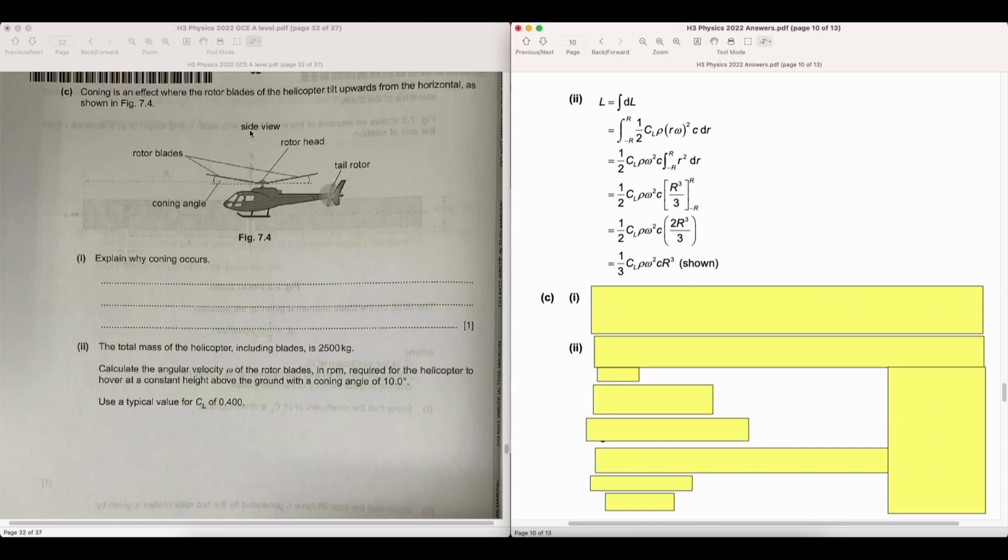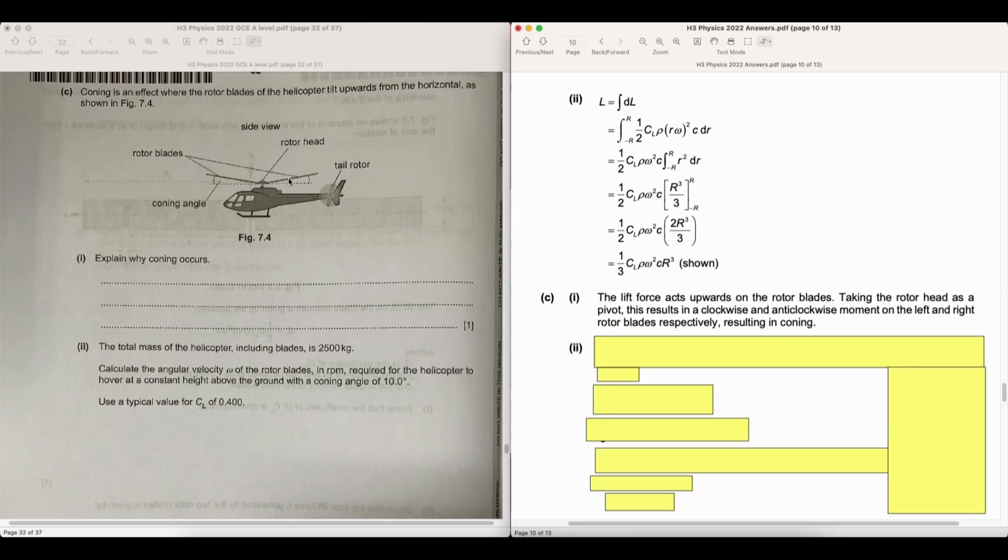We need to explain why coning occurs. This is the explanation, and it's roughly because when we take a look at the helicopter rotor blade, the rotor head is maintaining the rotor blade connection to the helicopter over here. However, the lift will exert some amount of torque on the rotor blades about the rotor head, and that will mean that the blades will effectively form this cone shape.